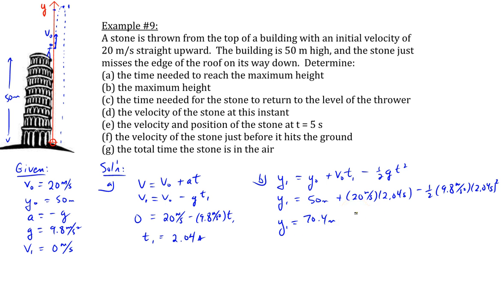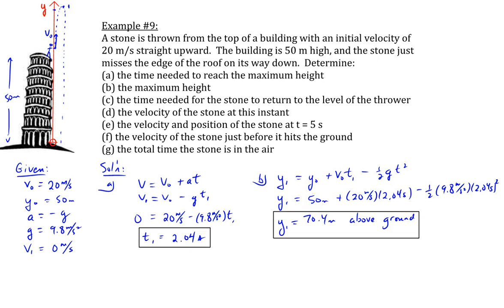And we should be clear about what that is measured with respect to. And this is above ground. Not above the top of the building, but above ground, because that's where our origin is. If you had put your origin over here, then you would get an answer of 20.4, because you would be including the 50 meters in here.